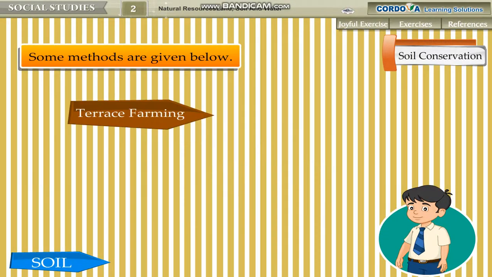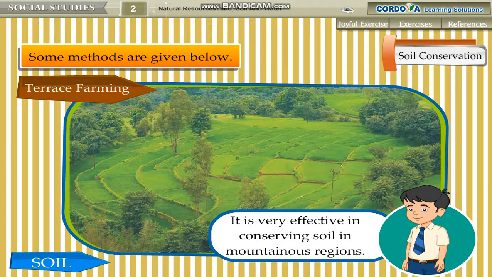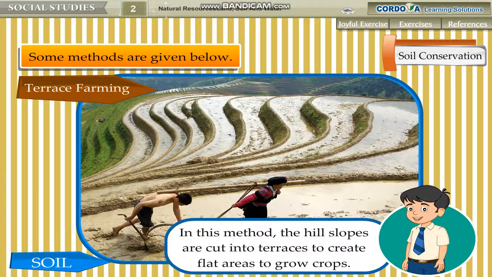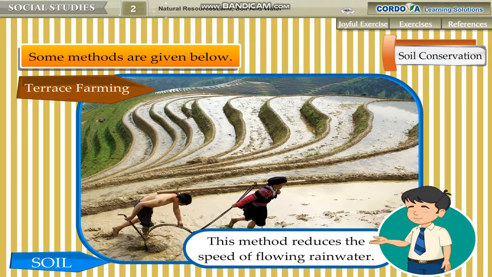Terrace farming. It is very effective in conserving soil in mountainous regions. In this method, the hill slopes are cut into terraces to create flat areas to grow crops. This method reduces the speed of flowing rainwater.